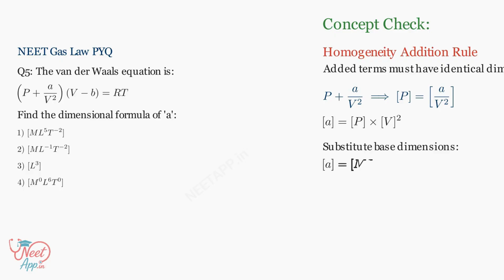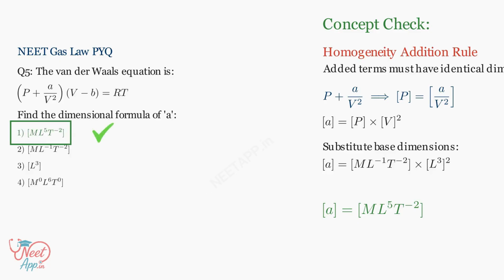Let us plug in our base dimensions. Pressure is force over area, which gives M L^-1 T^-2. Volume is L cubed, so squaring it gives L to the power of 6. Multiply them together. The L terms combine. Negative 1 plus 6 is exactly 5. This gives us our final answer, M L^5 T^-2. Option 1 is a perfect match. Lock it in.